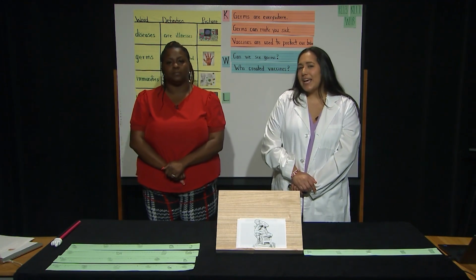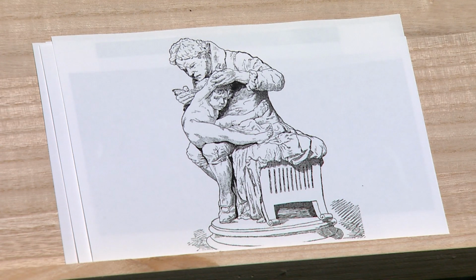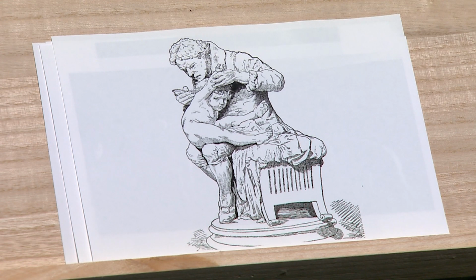After a lot of thinking and studying, Dr. Jenner decided to test his idea. He decided to give a healthy boy a small amount of the cowpox germs. The boy got sick with cowpox, just as Dr. Jenner thought he would. Then, after the boy got better, Jenner gave the boy a small amount of the smallpox germs. Just as Jenner hoped, the boy did not get smallpox.